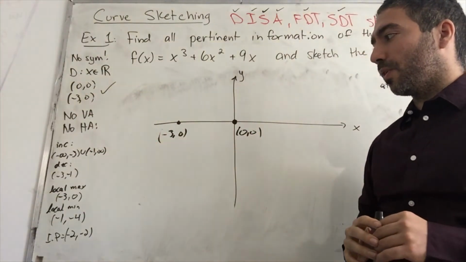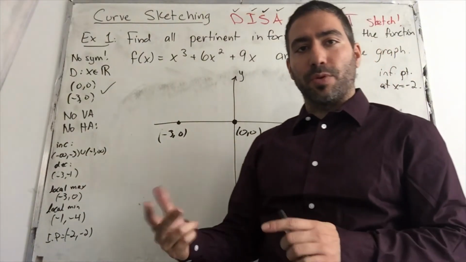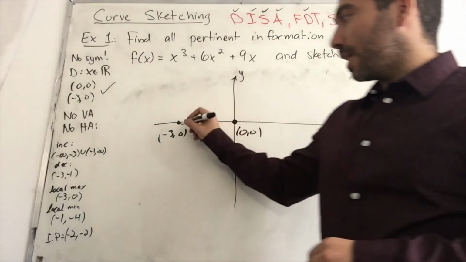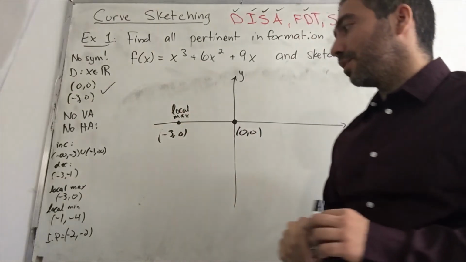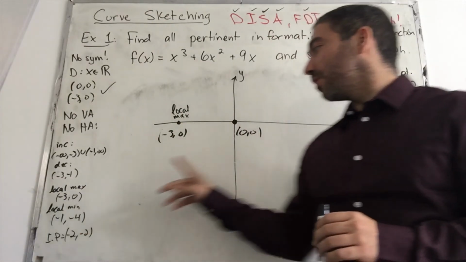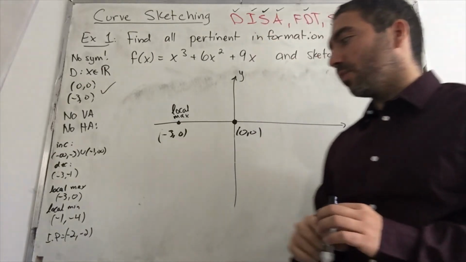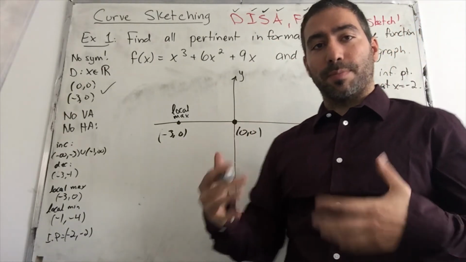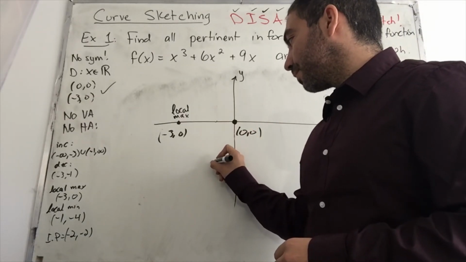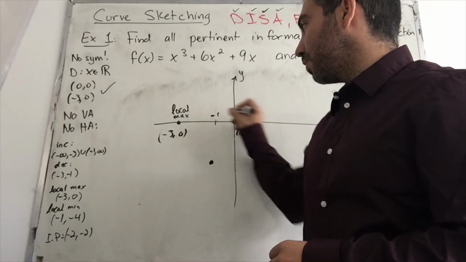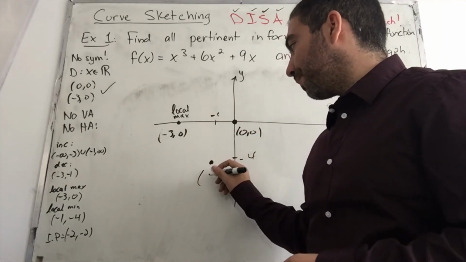So let's move on. Now what we're going to do is identify where the local max, the local min, and the inflection point occur. So we know that there's a local max at negative 3 and 0. We found this from the second derivative test on our table. And we stated that at negative 1 and negative 4, we're going to have a local min. So that's another point that the function is going to pass through, let's say around here. Let's say this is negative 1, and this is negative 4. It's not drawn to scale, but this is our local min.